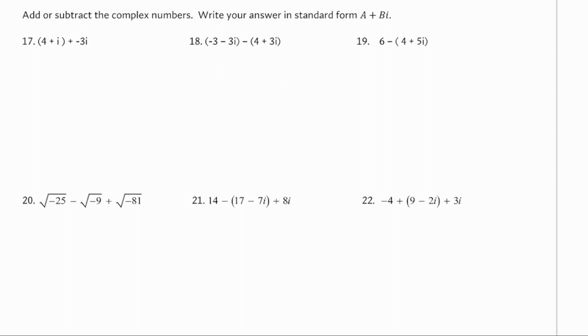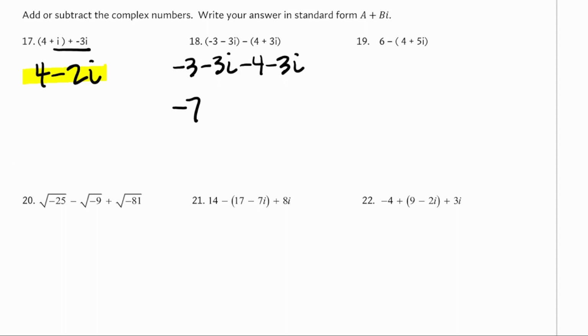So add or subtract, write the answer in standard form. All right, we can do this. So 4 plus i plus negative 3i, we're just going to kind of subtract the i's right there, and that's going to be 4 minus 2i, and that is standard form. Okay. Negative 3 minus 3i minus, okay, so I need to distribute the negative to the 4 and the 3i. And then I'm going to need to combine like terms, so I'll have negative 3 minus 4 and negative 3i minus 3 more i, and that's standard form.